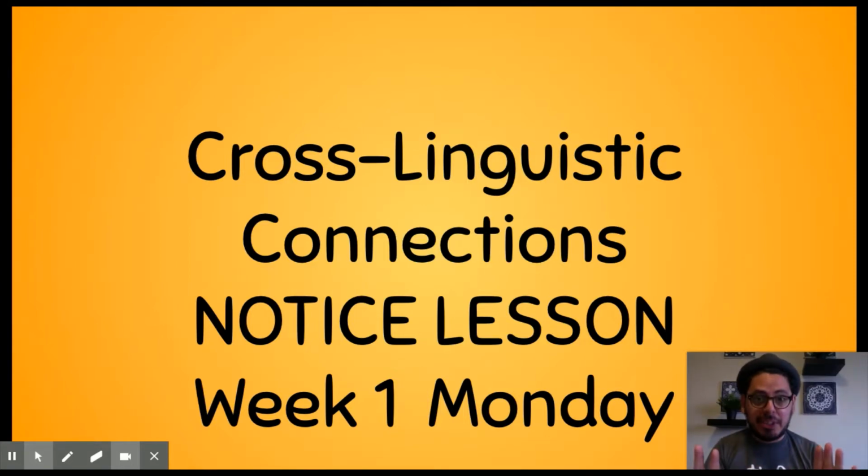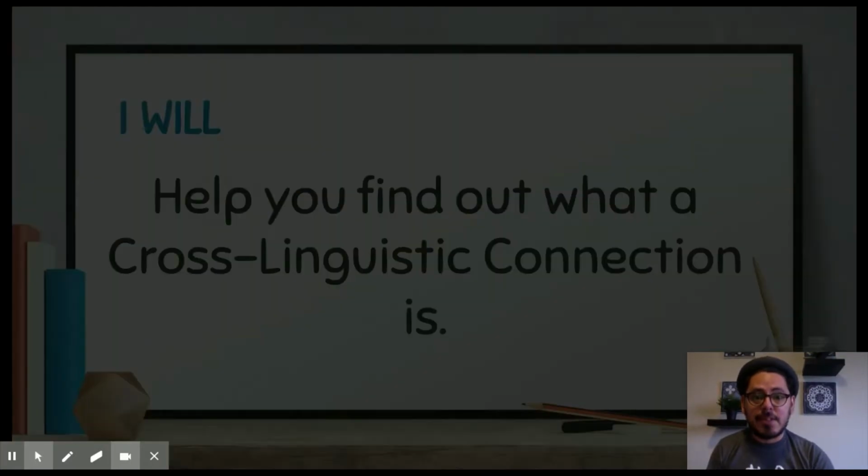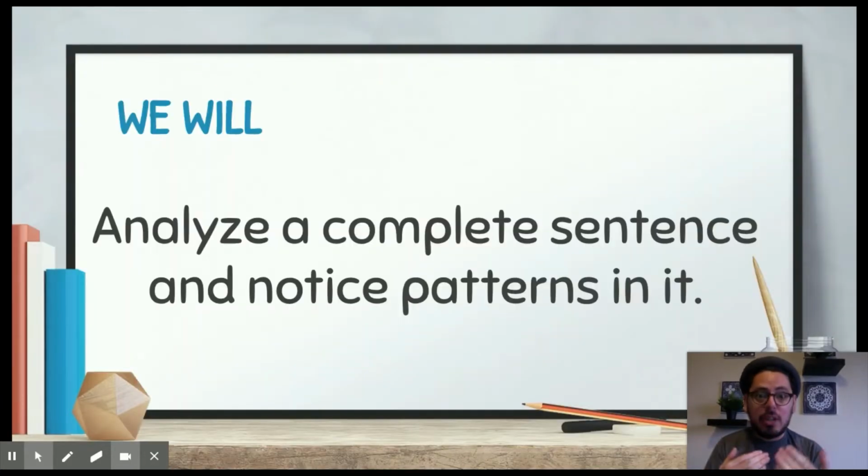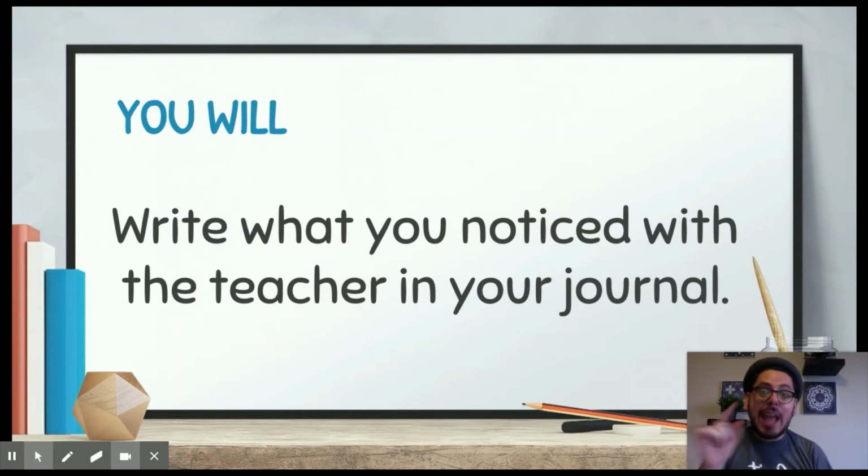The only materials you'll need today are a writing journal, or a piece of paper if you don't have a writing journal, and your pencil. Okay, let's get to the objectives. I will help you find out what a cross-linguistic connection is. You and I together will analyze a complete sentence and notice patterns in it. And you will write what you notice with the teacher, that's me, in your journal, like an annotator, like an investigator. You're going to write everything you learn.